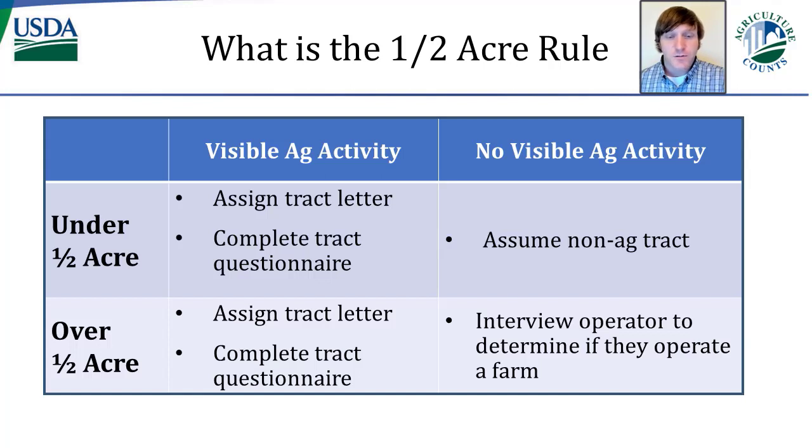If the residential parcel is over half an acre with no ag activity present, interview the operator to determine if they operate a farm. If the residential parcel is over half an acre and a farm operator lives on it, assign a tract letter and complete a tract questionnaire. Residential areas with multiple lot sizes less than half an acre with no visible agricultural activity can be drawn off as one non-ag tract, but you will need one contact name and address associated with every non-ag tract.